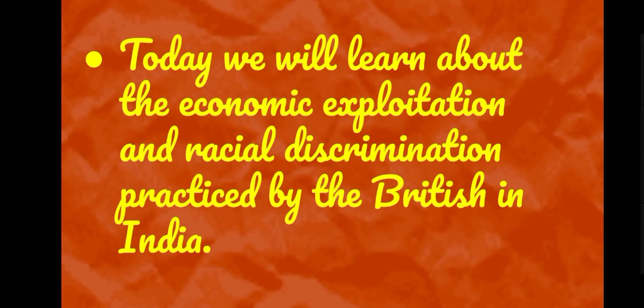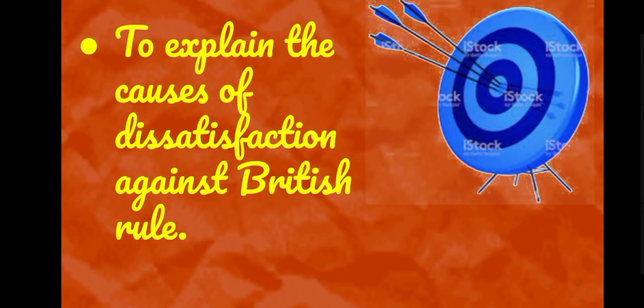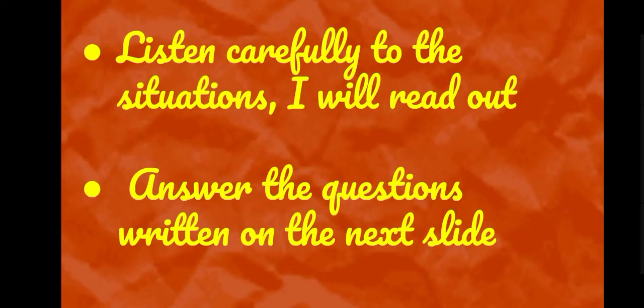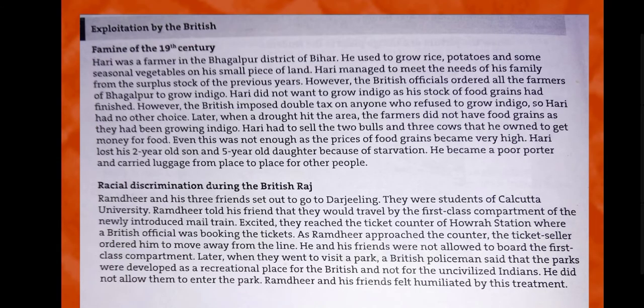Today, we will learn about the economic exploitation and racial discrimination practiced by the British in India. And our aim is to explain the causes of dissatisfaction against British rule. Now, listen carefully to the situations I will read out for you. After that, you will answer the questions written on the next slide. Got it? So, here are the situations.